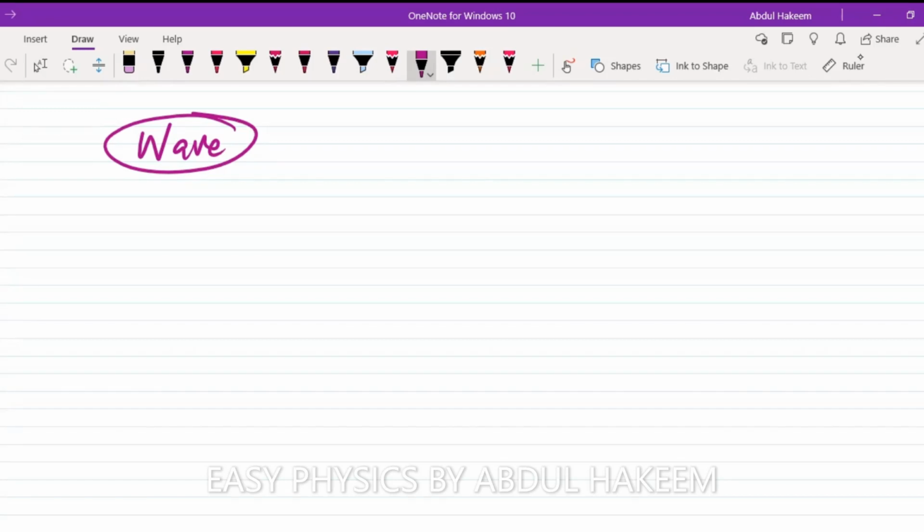A mechanical wave is a wave which requires a medium for the transfer of energy. And the electromagnetic wave requires no medium for the transfer of energy. Mechanical waves are produced by disturbing the medium, and electromagnetic waves are produced by perpendicular oscillation of electric and magnetic fields.